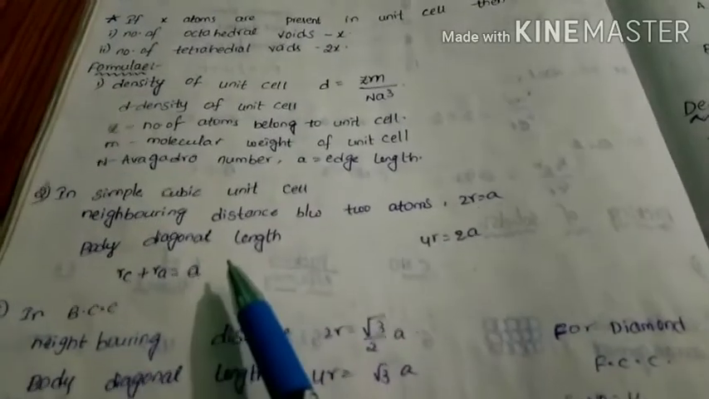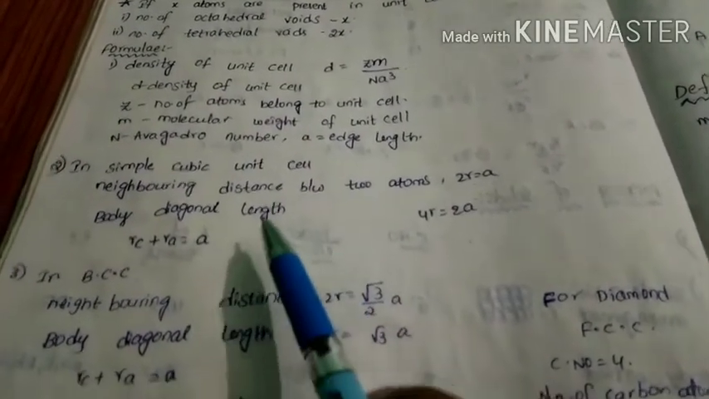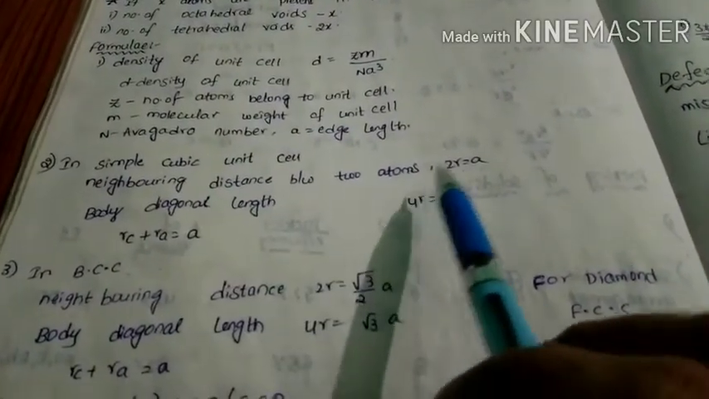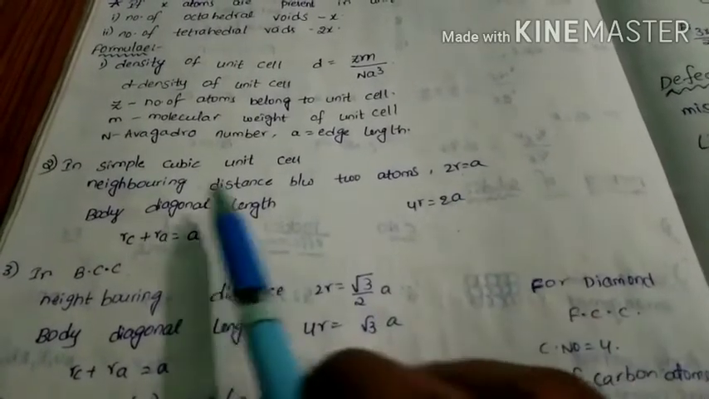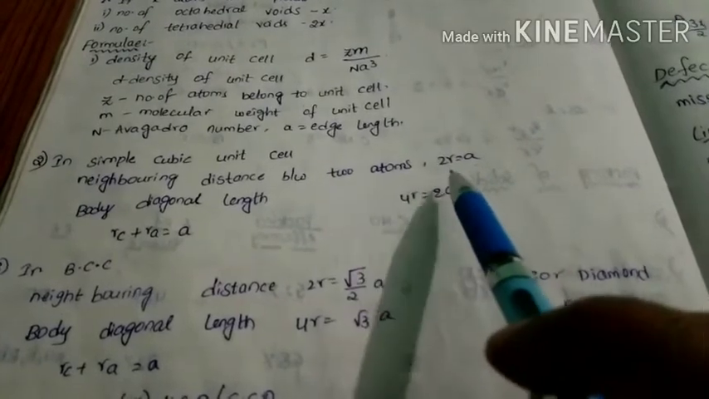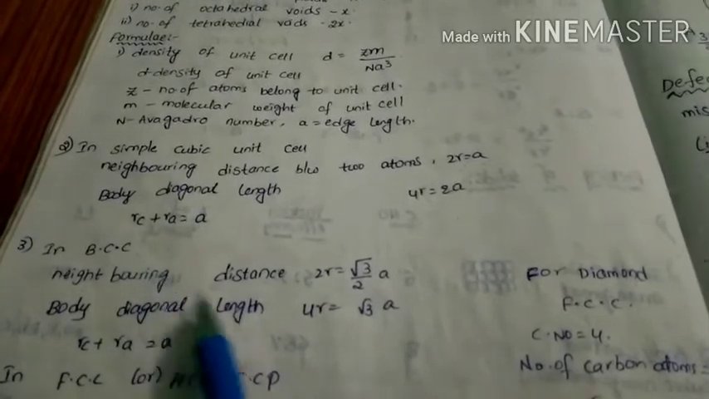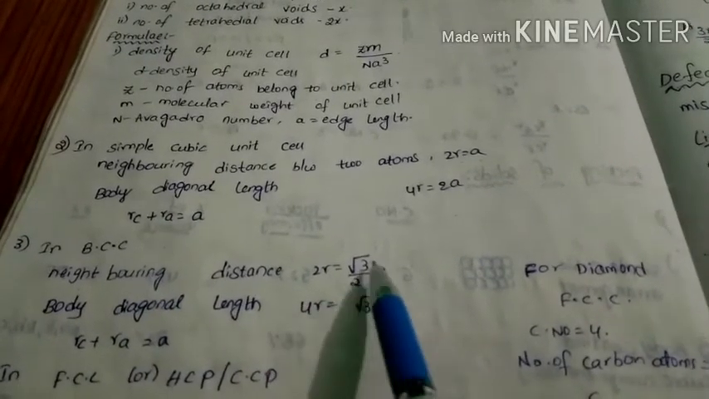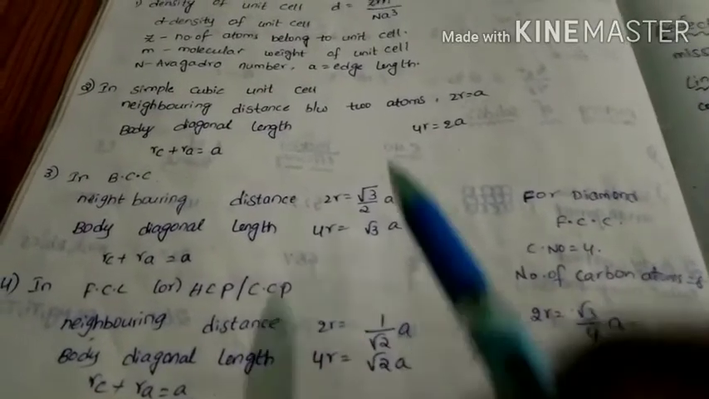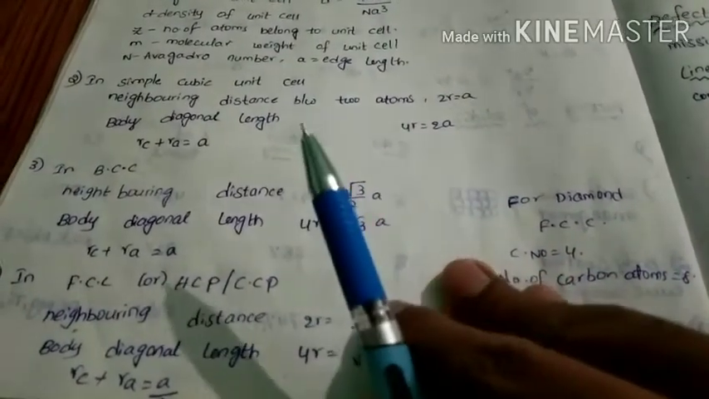There are some more formulas that are important at competitive level. In a simple cubic unit cell, the neighboring distance between two atoms is 2r = a. Neighboring distance means the distance between two adjacent atoms, where r is the radius of the atom and a is the edge length. In case of BCC, the formula is 2r = (√3/2)a. In case of FCC, the formula is 2r = (1/√2)a. These three formulas are important at competitive level, not at CBSE level.